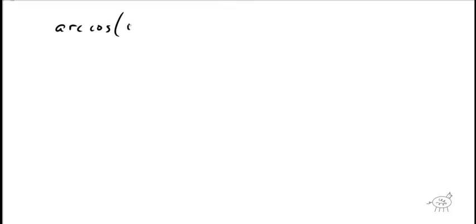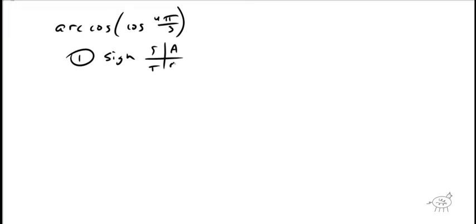Arc cosine of the cosine of 4 pi over 3. Okay, again, the same, arc cosine, cosine. Our first step is you're going to determine the sign. And that's just basically doing all students take calculus. Okay, and of course 4 pi over 3 is over here. So do you guys agree? It's negative. That's the first thing you're going to do.